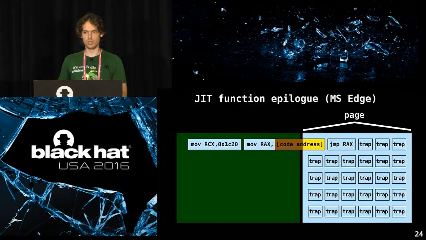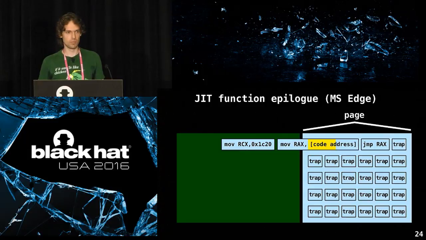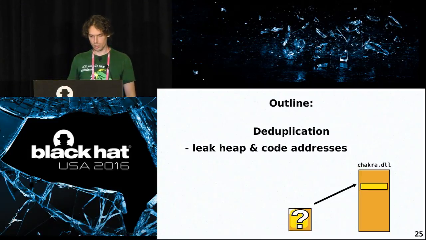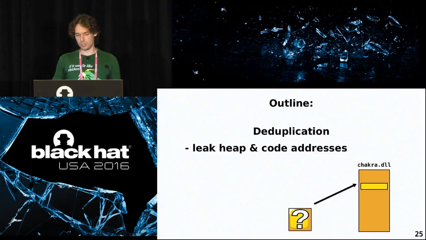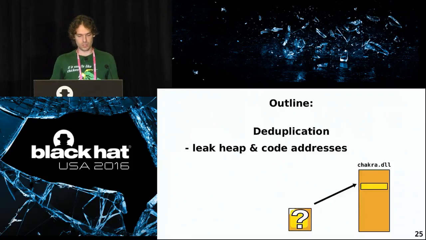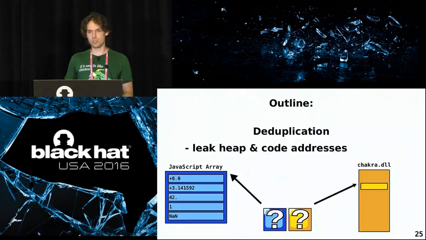So first we leak the most significant random bits, and then when we know this, we can probe for the least significant random bits in the second stage. So now we have used this to get a pointer to the JavaScript library. But we still need to get a heap pointer.